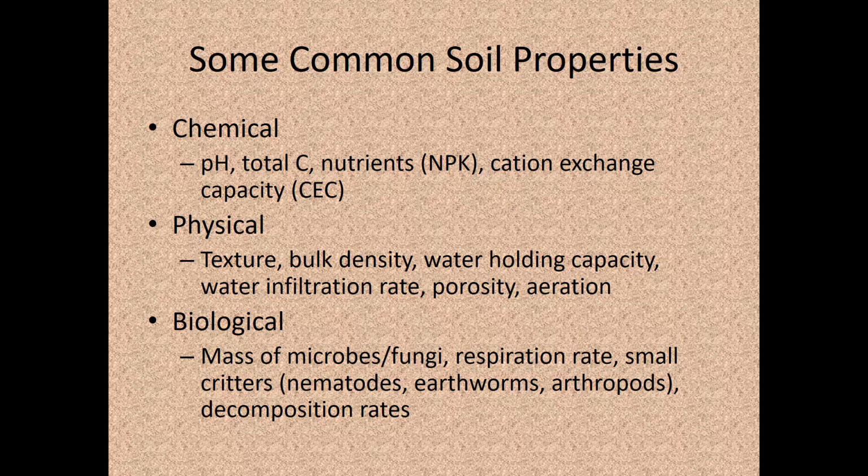The next, total carbon, just refers to how much organic matter there is in the soil. And then nutrients we measure in terms of NPK. So if you go buy fertilizer, you'll see on the label it always has the NPK ratio. And that's how much nitrogen, phosphorus, and potassium is present in that fertilizer. But when we're measuring soils, we also want to know how much nitrogen, phosphorus, and potassium is present in that soil so that it can be provided to plants so plants can grow.